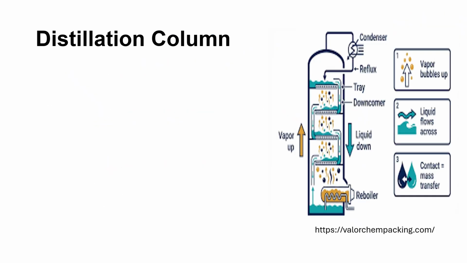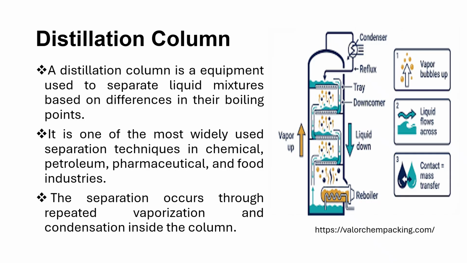A distillation column, as you see, is versatile equipment which is used for separation in chemical industries. It is used widely in chemical, petrochemical, pharmaceutical and food industries. It is used to separate a liquid mixture based on the differences in the boiling point. The separation occurs by repeated vaporization and condensation inside the column.